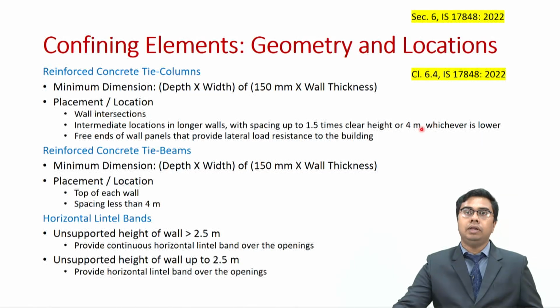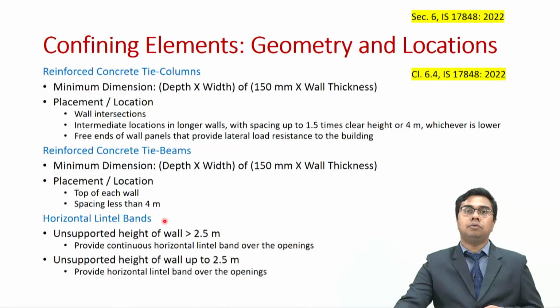Then the free ends of wall panels that provide lateral load resistance to the building should also have tie columns at the free ends. In case of beams, these shall be provided at top of each wall, and again the spacing shall not exceed 4 meters. Now, let us also understand about the horizontal lintel bands particularly.